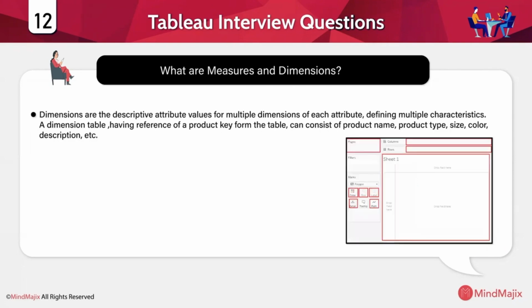Now we have to see what dimensions are. Dimensions are the descriptive attribute values for multiple dimensions, each attribute defining multiple characteristics. Dimension is very important because it provides multiple views. A dimension table having a reference to a product key from the table can consist of product name, product type, size, color, description, etc. So these are the differences, and this is the whole idea of what measures and dimensions are.